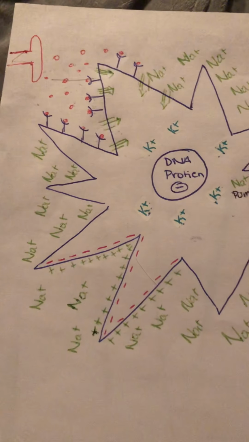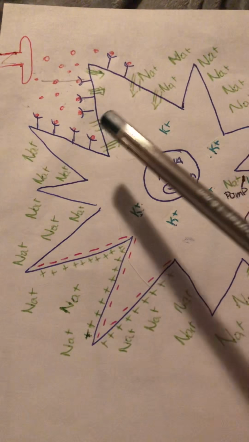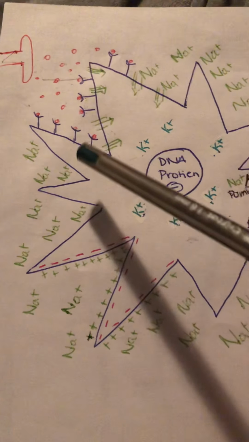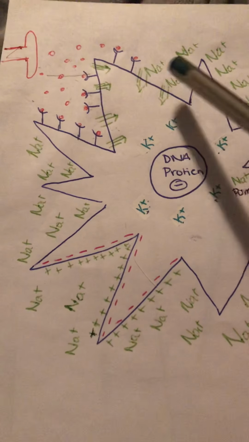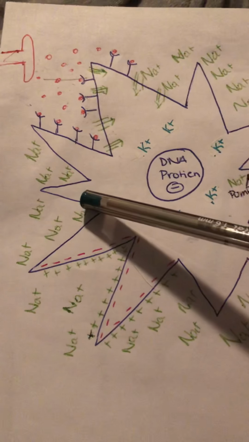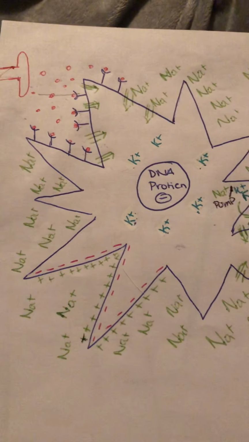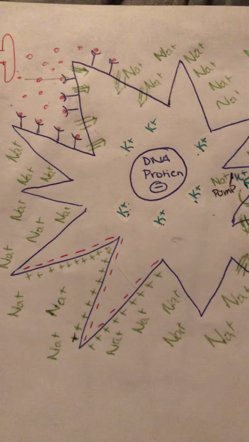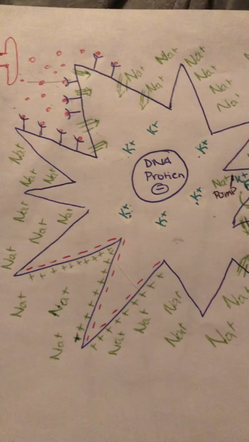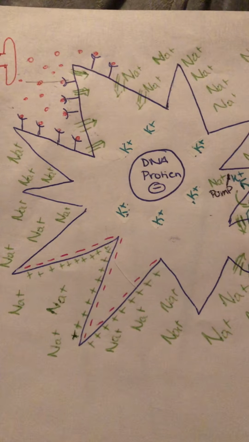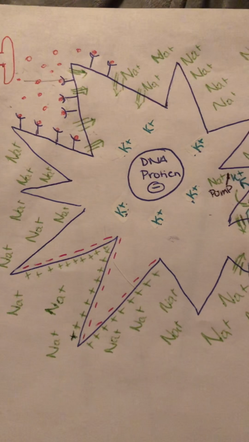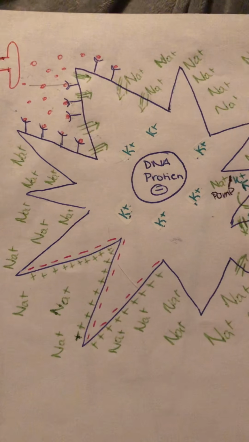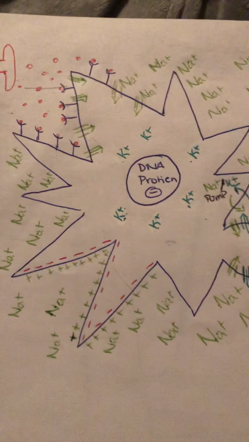Now this is a graded response because the more neurotransmitters that bind to these receptors, the more ligand-gated channels will open, and it will allow for more sodium to enter the cell. So by adding sodium to the cell, it will change the membrane potential. The resting membrane potential is normally negative 70 millivolts, and when sodium is added, it makes the membrane potential more positive inside of the cell and more negative outside of the cell.